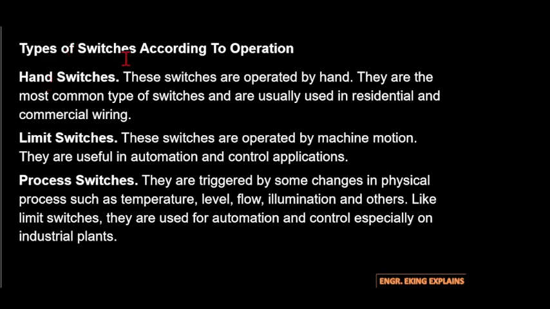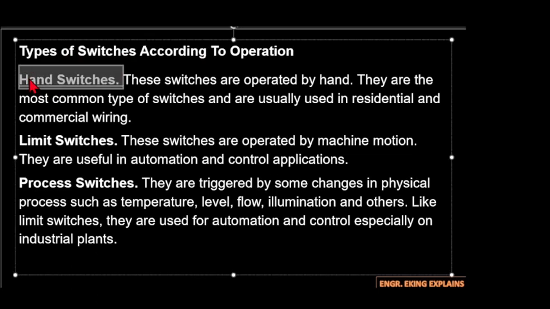Types of switches according to operation. We have three. The first one is the hand switch. These are switches which are operated by our hands, so they require no further input, only the output done by our hand. They are the most common type of switches and are usually used in residential and commercial wiring. Our light switch is an example of a hand switch.